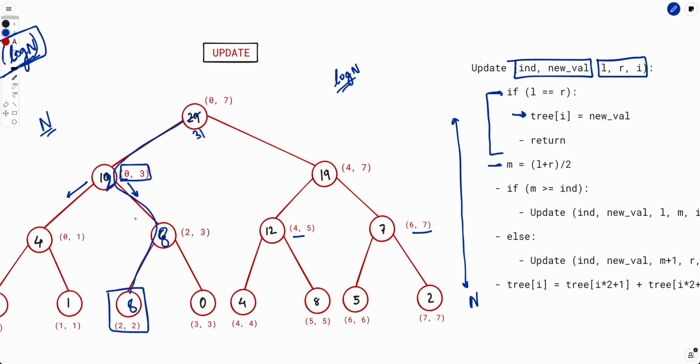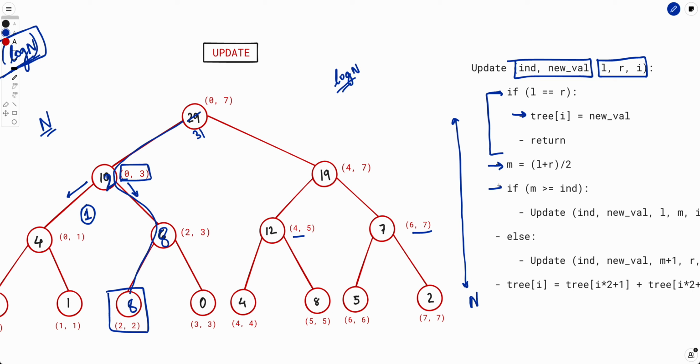Now, how to determine that? We simply find the middle element, right? So the middle element is 0 plus 3 by 2, which is 1. Now we'll check whether the index we are trying to update is smaller than 1 or larger than 1. If it is smaller than or equal to 1, it will lie in the left half. If it is greater than 1, it will lie in the right half. Simple logic, right? So that's what we have done.